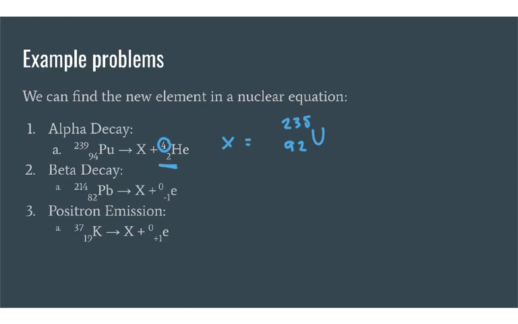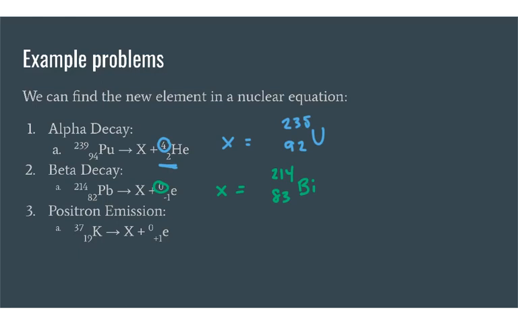Now, beta decay. We're going to do pretty much the same exact thing. We know that with the beta decay, our atomic number increases by 1. So I'm looking for my X again. I see lead 82. I'm going to go to 83. And if I look at the periodic table, I have bismuth, Bi. And I know that my mass number stays the same because I have that 0 here. So it's going to be 214. So my element is bismuth 214.